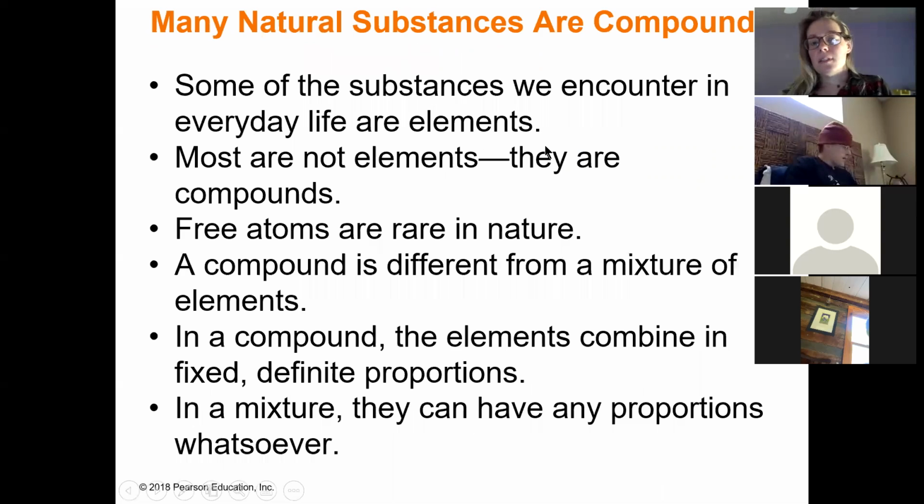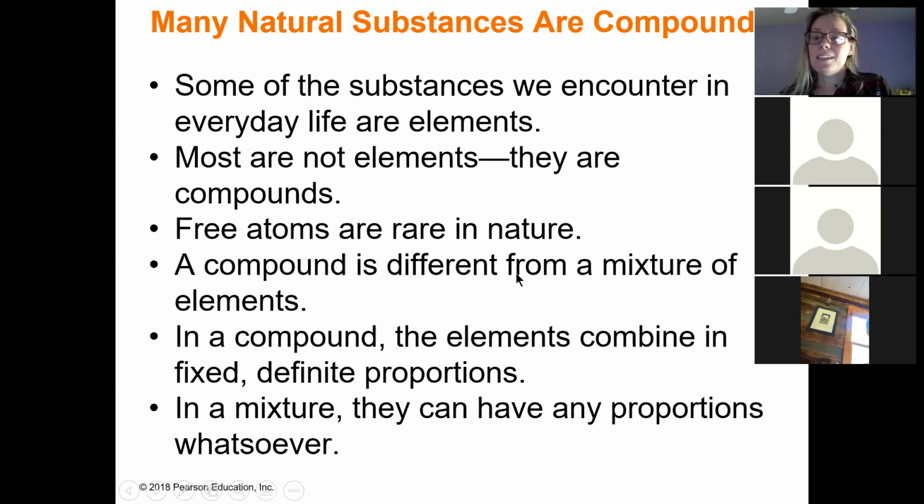So some of the substances we encounter are elements, but mostly what we encounter are compounds. Free atoms in general tend to be relatively rare in nature. Why are they rare in nature? Because elements outside of the noble gases, which is column 8, are just reactive. They're not satisfied. They're not happy in their own state. So they want to bond together with other things to form a more stable electron configuration.